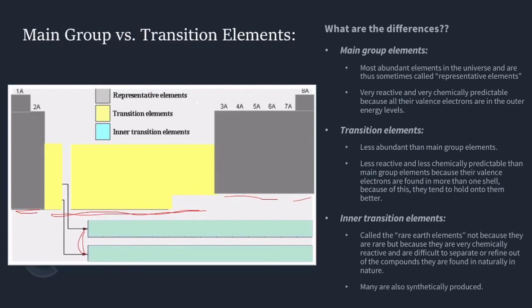All right, and then the inner transition elements, which are the two groups down here at the bottom, we call these the rare earth elements, not because they're rare, but because they're very chemically reactive and they're difficult to separate or refine out of the compounds that they're found in naturally in nature. And this group up here, this top group, which we'll talk more about in the next video, actually contains elements that can be found in nature, and there's a lot of synthetically produced elements in this group right here. But we'll talk about those a little bit more in detail in the next video.